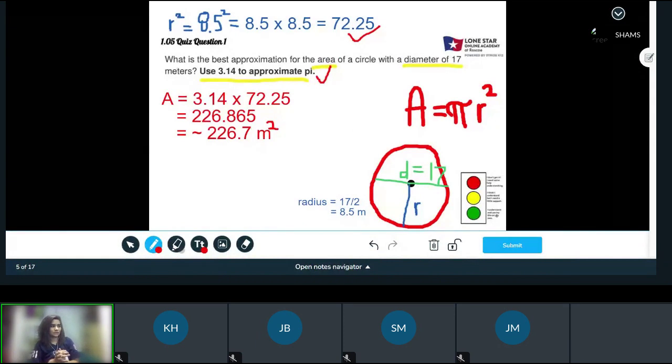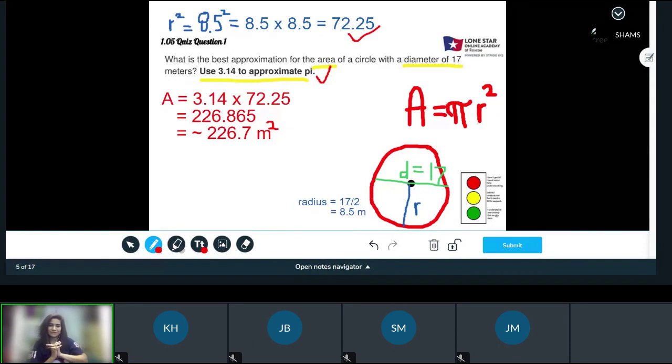How do you feel about it? Let's see. How do you feel about finding area of a circle at this point? If you feel good about it, the rest of the quiz should be pretty easy.